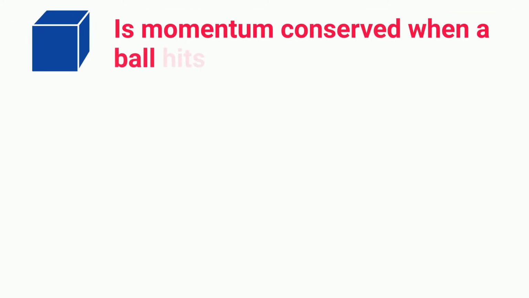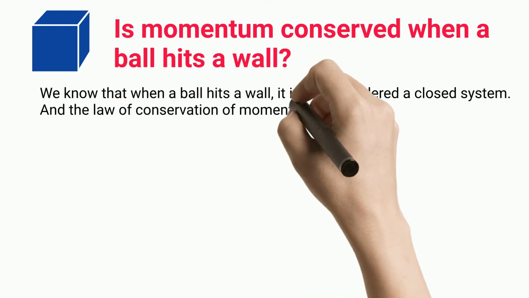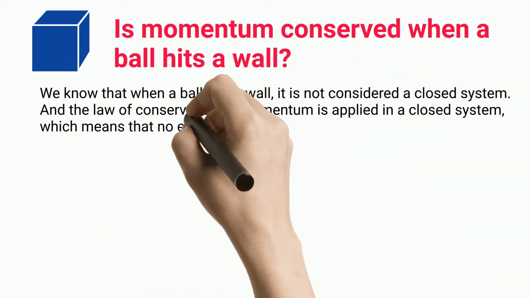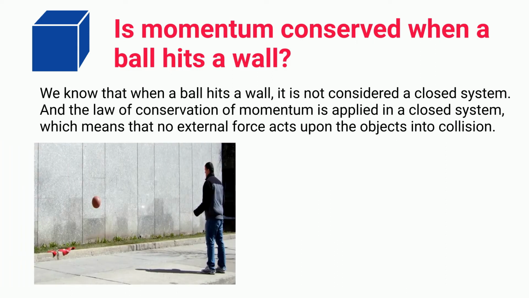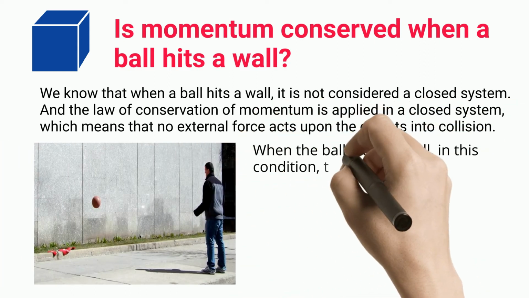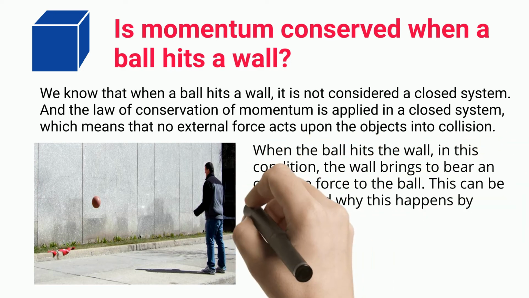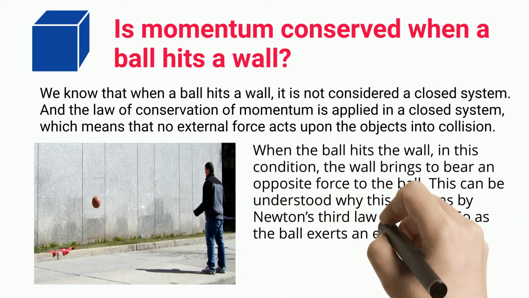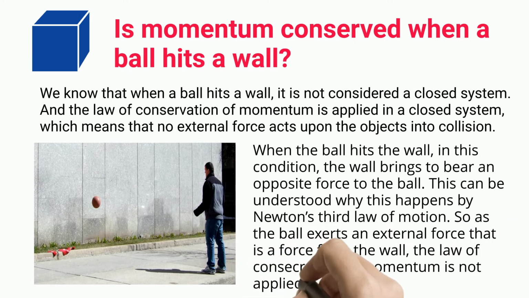Is momentum conserved when a ball hits a wall? We know that when a ball hits a wall, it is not considered a closed system. And the law of conservation of momentum is applied in a closed system, which means that no external force acts upon the objects in collision. When the ball hits the wall, the wall exerts an opposite force on the ball. This can be understood by Newton's third law of motion. So as the ball experiences an external force, that is a force from the wall, the law of conservation of momentum is not applied.